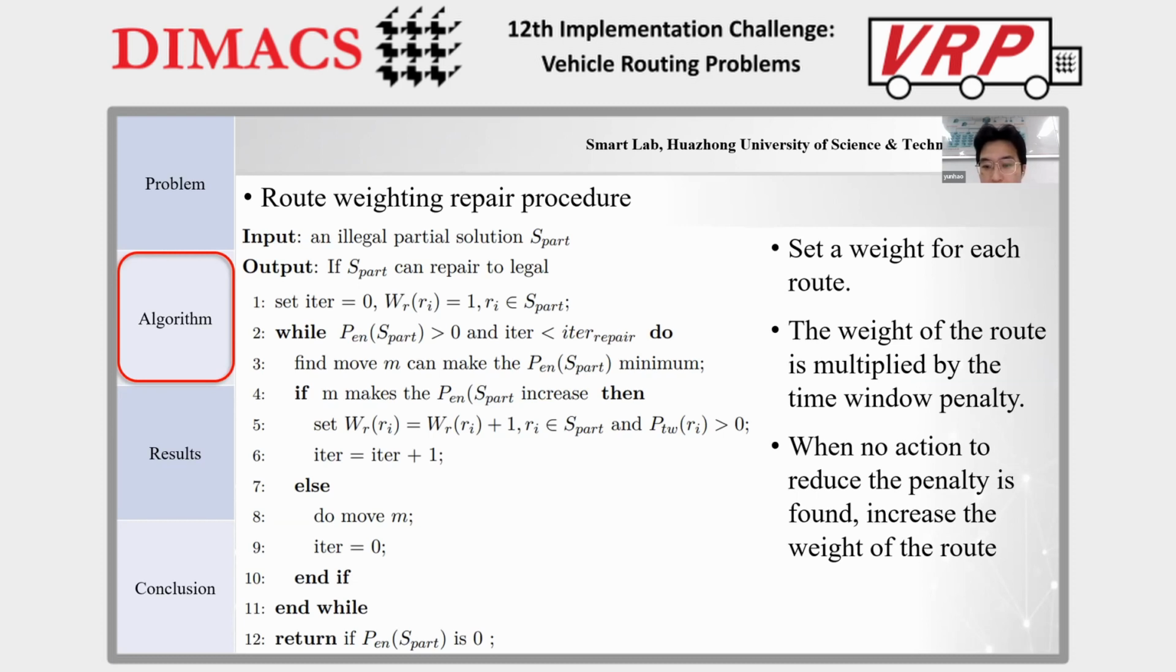In line 3, if there is no move that can reduce the penalty, we increase the iterator by 1 and increase the weight of the routes with the time window penalty by 1. Otherwise, take this move and set the iterator to 0. If the penalty is 0, the repair procedure will exit.